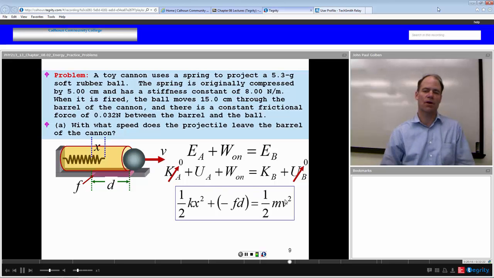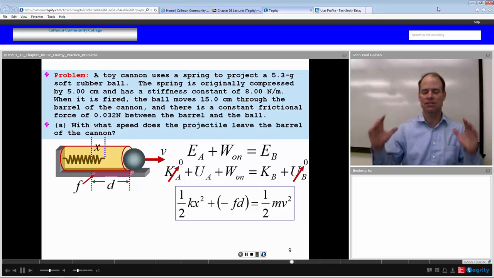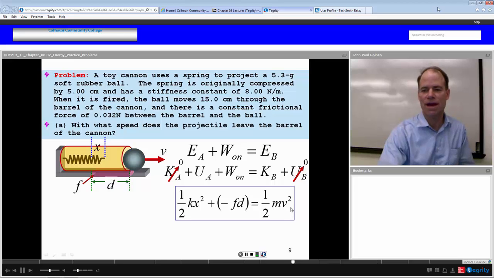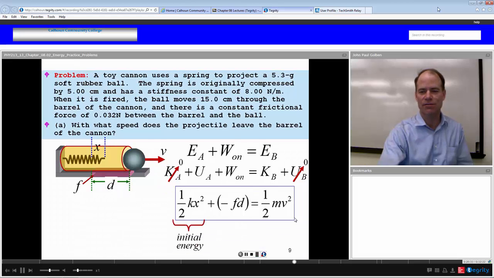So we have our potential energy at A, 1/2 kx squared, plus our work done along the way, which is force times distance, cosine of 180 degrees. That's going to be a negative force times distance, is equal to 1/2 mass times the velocity of B squared. We want to find out what this velocity of B is, so we're going to solve for that.